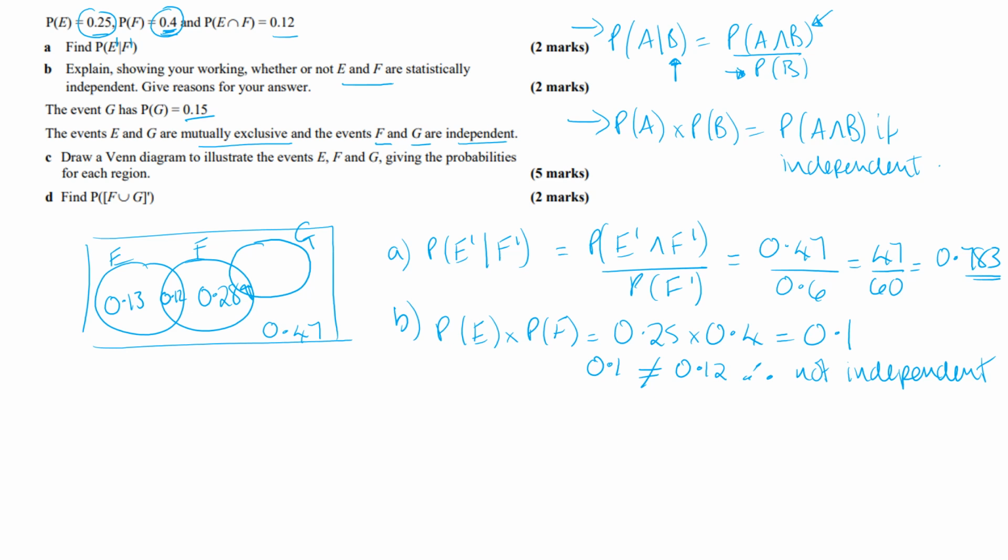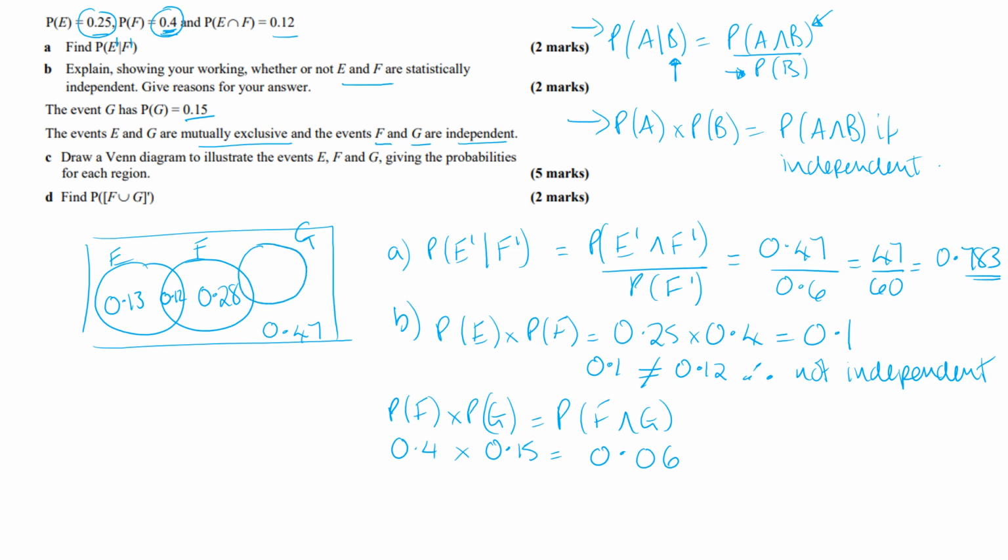If we're told that they're independent, then the probability of F times the probability of G is equal to the probability of F intersection G. So F is 0.4, and we're told G in the question is 0.15. If you times them together, that comes to 0.06. So in the intersection bit there on G is 0.06. Now if we want G to come out to be 0.15, we just need to take that away. So the G bit on its own will be 0.09.